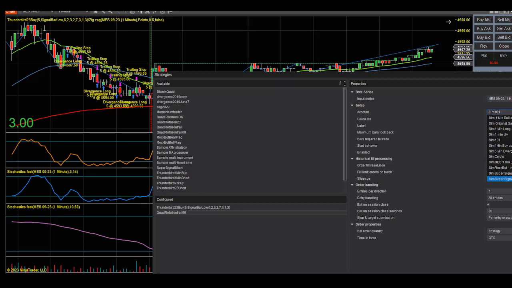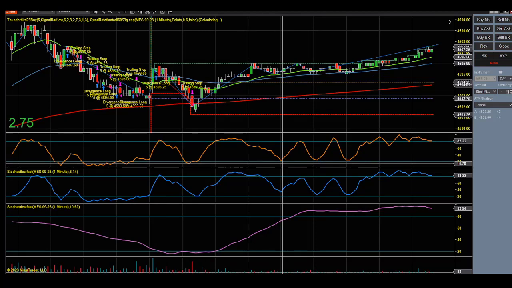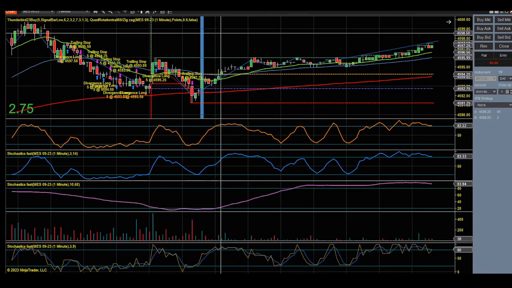Let's move that to this. I had this over here on 1 minute divergence. That's where that was. Let's see if that 1 minute divergence triggers any quad rotations here. It's calculating, and then boom.